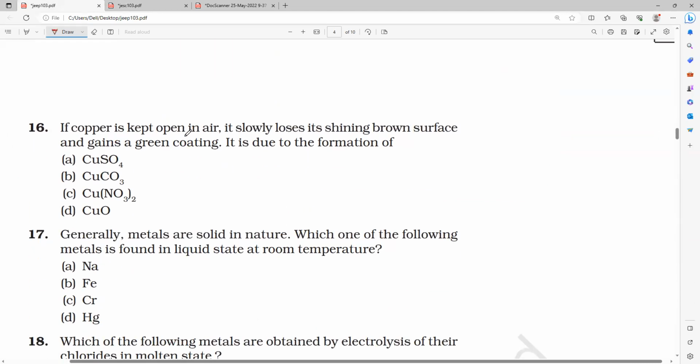Next, if copper is kept in air, it slowly loses its shining brown surface and gains a green coating. It is due to the formation of copper carbonate and copper hydroxide. So what is the answer? Option B, copper carbonate and copper hydroxide. So we all know that it is basic copper carbonate, CuCO3·Cu(OH)2. So only this one is there. So CuCO3, option B.